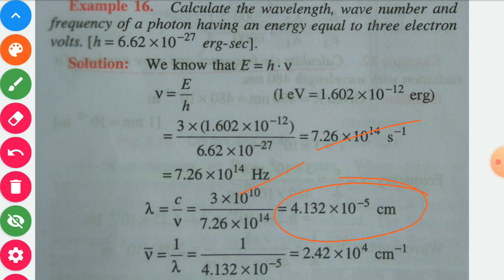Now third point of this question, we have to find the wave number. As you know, wave number nu bar is equal to 1 upon lambda. So nu bar will be 1 upon the lambda value we just calculated, 4.132 into 10 power minus 5 centimeter. So on solving, it will be 2.42 into 10 power 4 per centimeter.